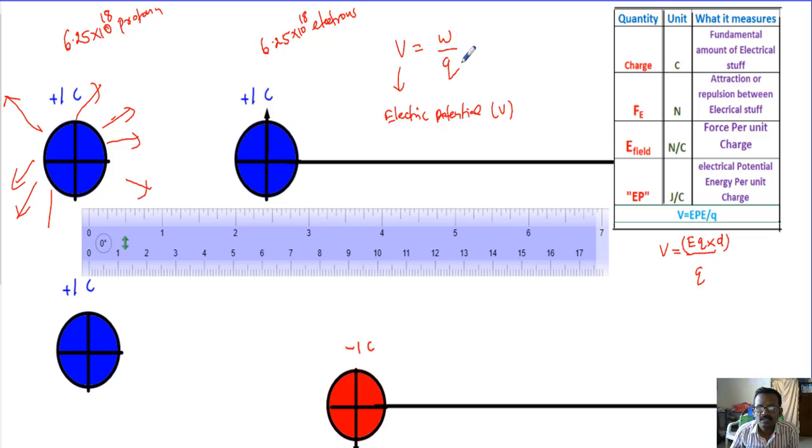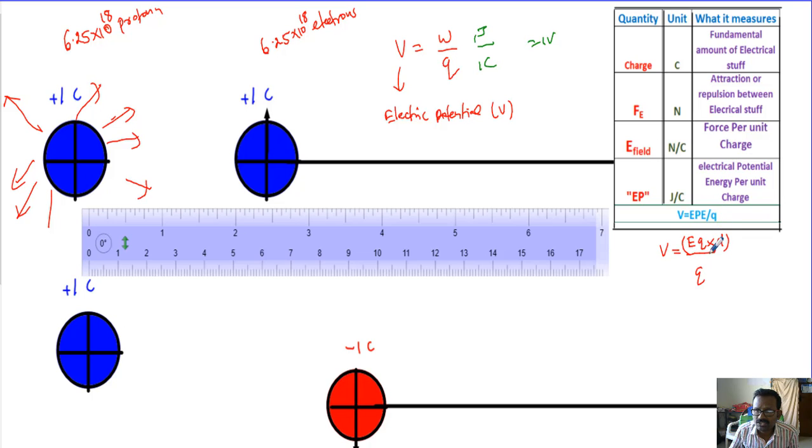What is the unit of voltage? The unit of charge is called coulomb. The unit of work is called joule. So to move 1 coulomb from a particular point across a particular cross section, if it takes 1 joule, that is called 1 volt. Understand? It's called electric potential. It is defined like that.